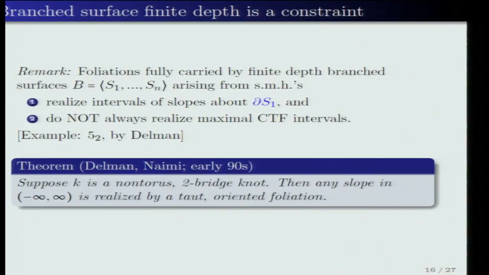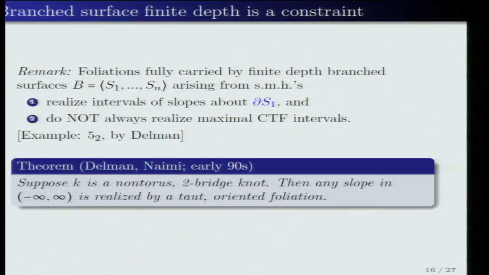What you end up with are intervals of slopes around the boundary of the decomposing surface S1. So if you're restricting attention, say, to knot complements, then you're going to be getting some interval around the longitude, around slope 0. And this is a real constraint because you don't always realize maximal CTF intervals.